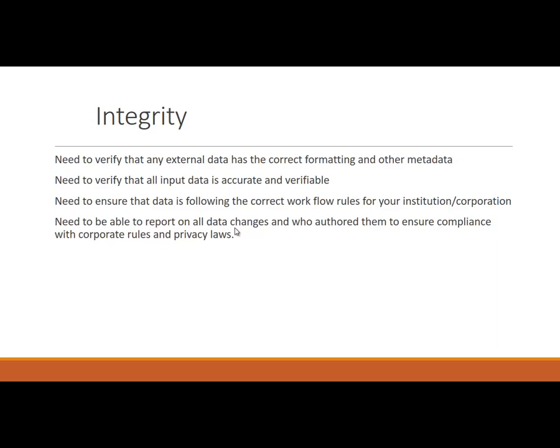For integrity, we need to verify that any external data has the correct formatting and other metadata. We need also to verify that all input data is accurate and verifiable. We need to ensure that data is following the correct workflow rules of the institution and the corporation. We need also to be able to report on all data changes, any changes that happen to the database, who authorized those changes, and are they in compliance with the company's rules and privacy laws.